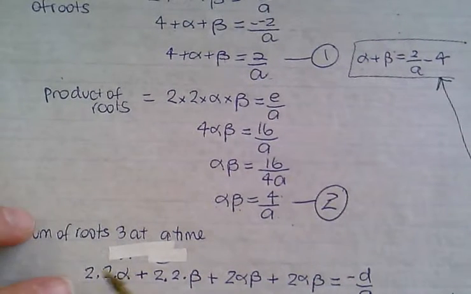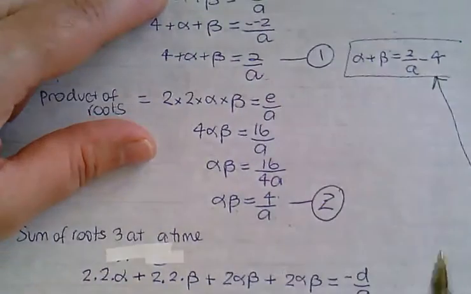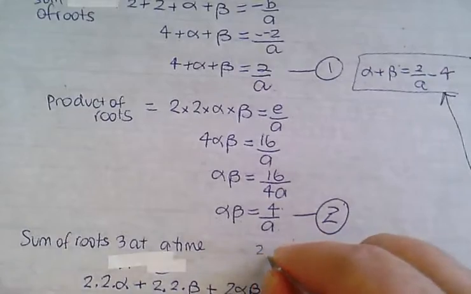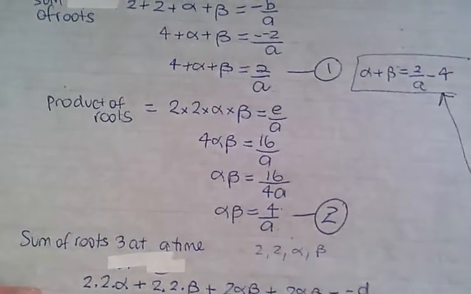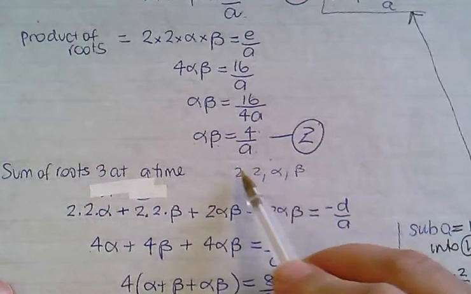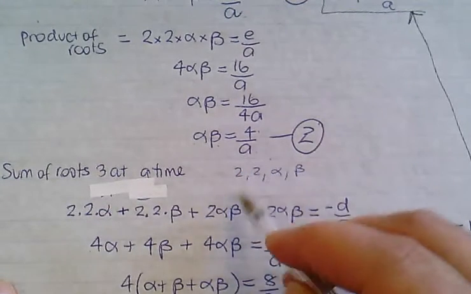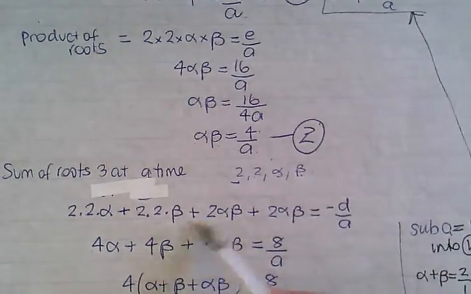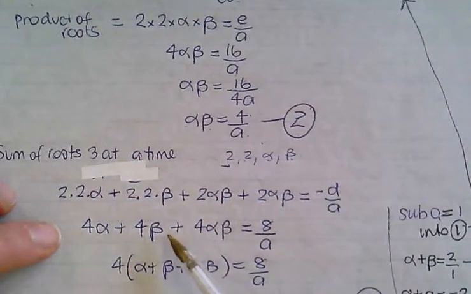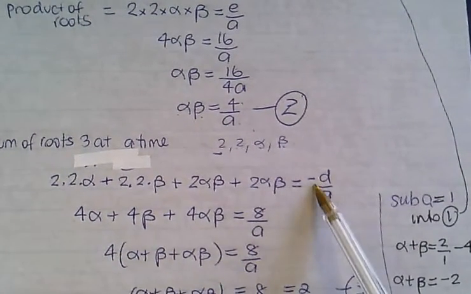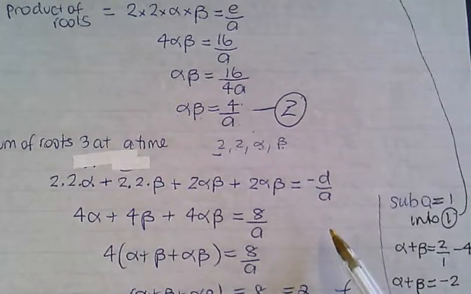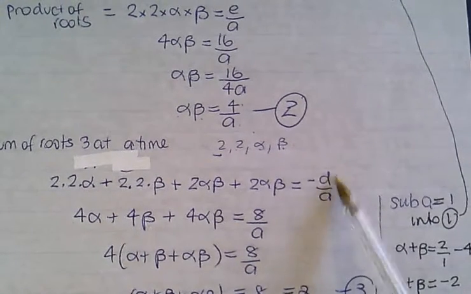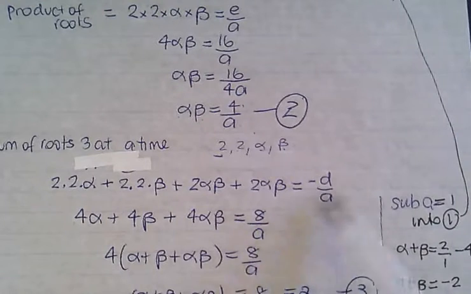All right, so you can do your 2, 2 with the alpha, the 2, 2 with the beta, and so you just got to go back up here because you've got 2, 2, alpha, beta. You've got to make sure you combine them all properly. So you've got 2, 2, alpha, 2, 2, beta, but then you've got this 2 with the alpha beta, then you've got this 2 with the alpha beta. So that's why we've got 4 alpha plus 4 beta plus 4 alpha beta. Remember, sum of roots 3 at a time, we go minus b on a, c on a, minus d on a. That's minus d on a, which gives us 8 on a.